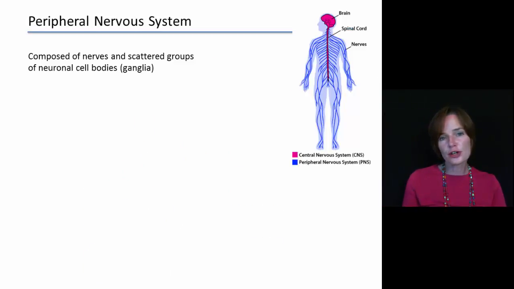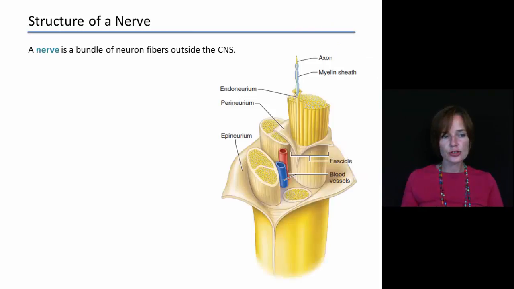If we look at the peripheral nervous system, it is shown in blue in this image. This is composed of nerves and scattered groups of neuronal cell bodies, which is also what we call ganglia. Looking at this in closer detail, a nerve is a bundle of neuron fibers that are specifically outside of the central nervous system.